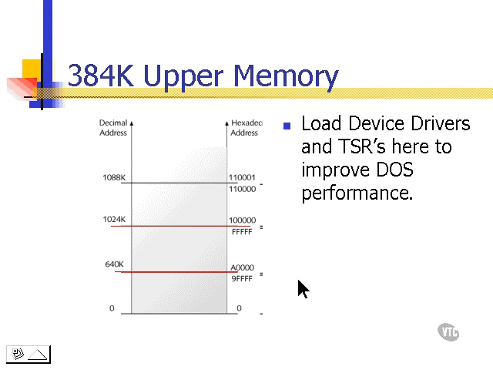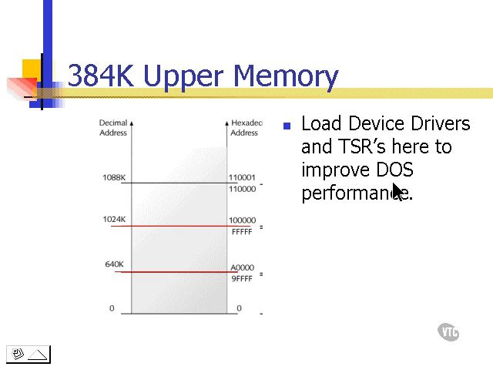The next 384K is called upper memory. If we want DOS to run correctly, we need to load any device drivers and any TSRs, or terminate stay resident programs, like for example SmartDrive, into upper memory instead of into conventional memory. This will improve DOS's performance quite a bit. In fact, in the 1980s, some businesses made their money just making programs that would allow us to manage our memory better.